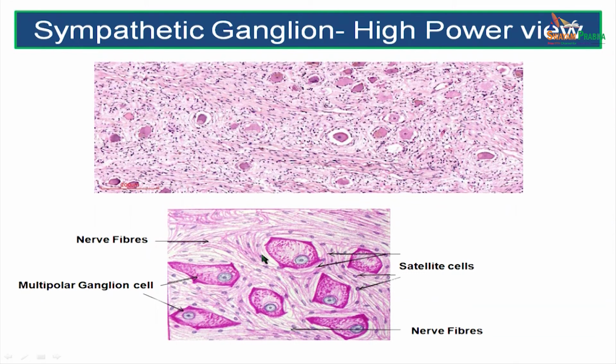If you look at an illustration, this is what you see. The cells are smaller and they have an eccentrically placed nucleus and you get a lot of nerve fibers coursing through the ganglion, separating the cell bodies from each other.